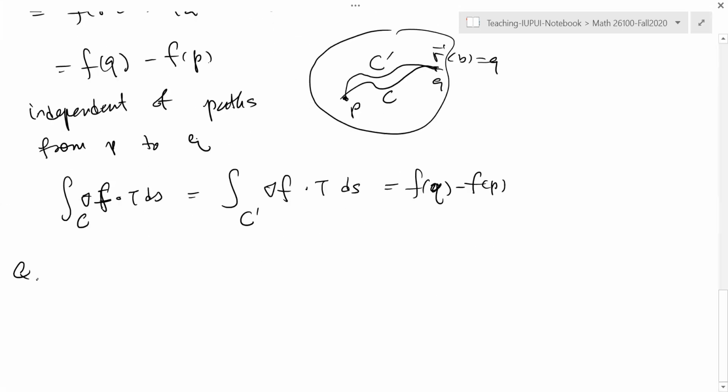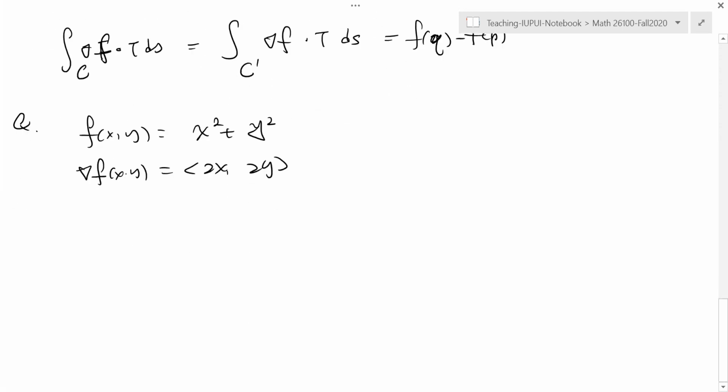So here's a question. I have f of x, y equal to x squared plus y squared. So now the gradient of f is going to be (2x, 2y). The curve C is a very strange curve. So here's a point. This is a curve C. This is the x axis, y axis.